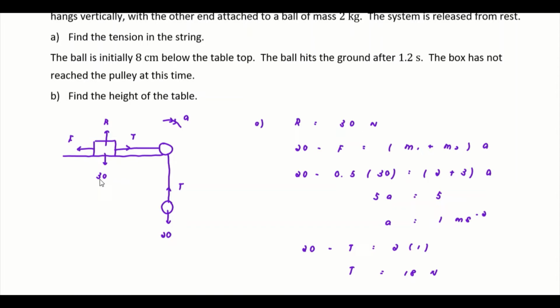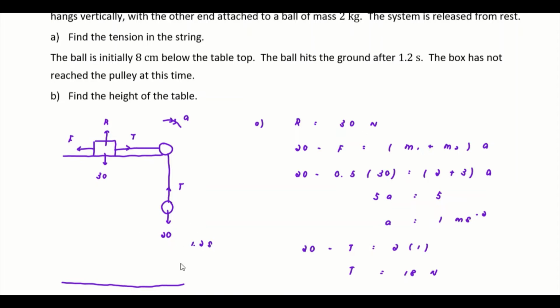Yeah, I think that's easy. So the ball is initially 8 cm below the tabletop. The ball hits the ground after 1.2 seconds. So the box has not reached the pulley at this time. Because what happens if the box reaches the pulley is that it's going to affect the normal motion for this ball. So that's why the question needs to tell you; when you look at the previous past year questions, they tell you a similar thing as well. So yeah, this is your ground. So the ball actually hits the ground after 1.2 seconds.